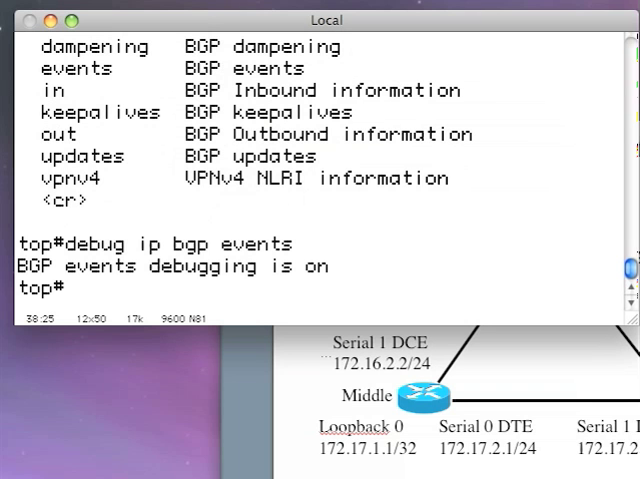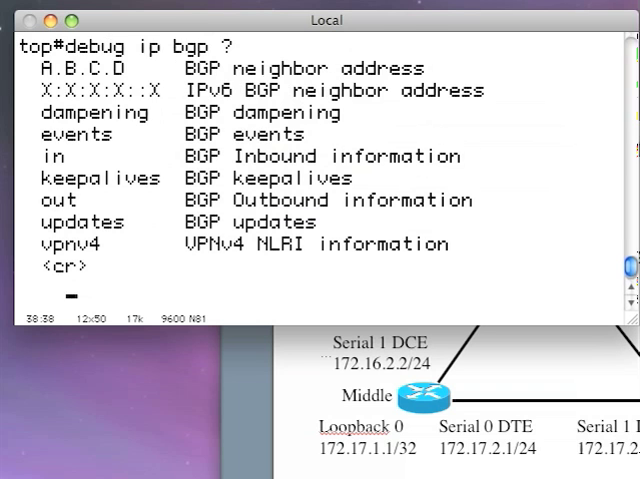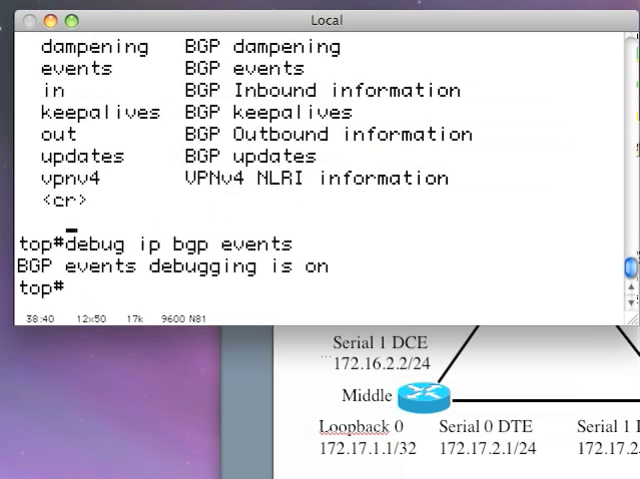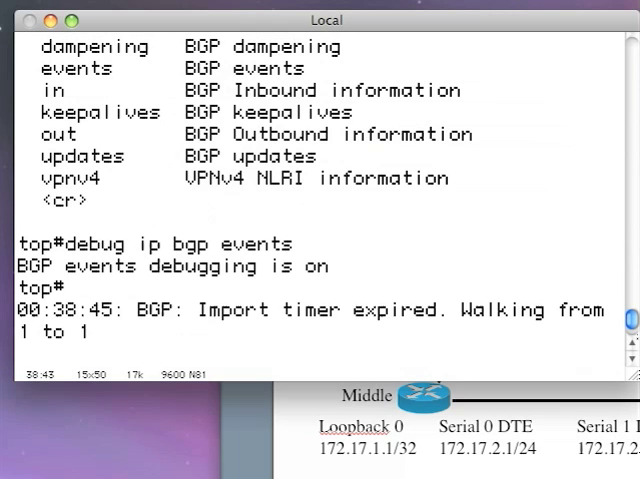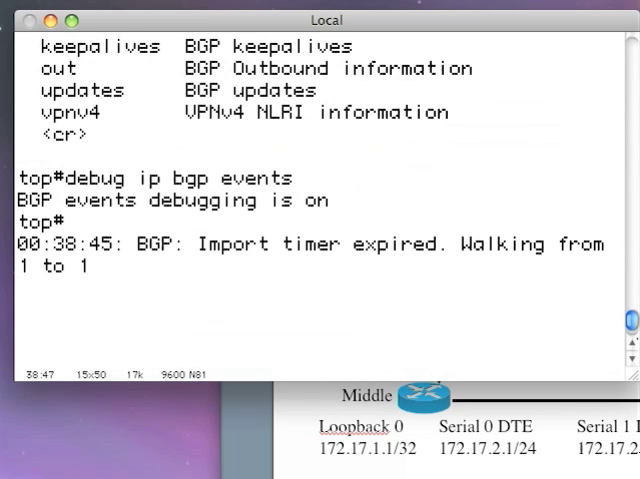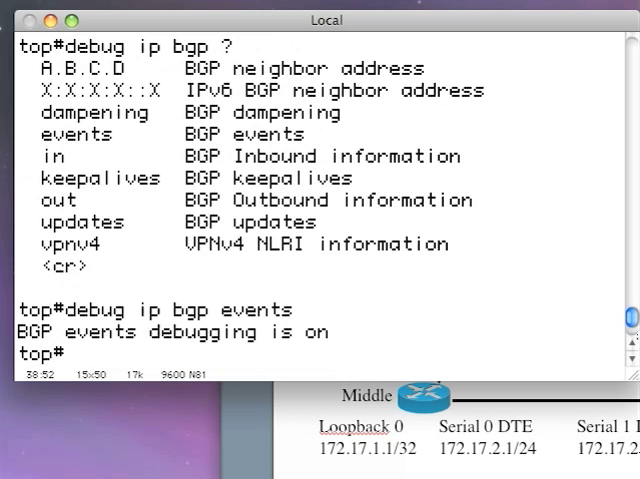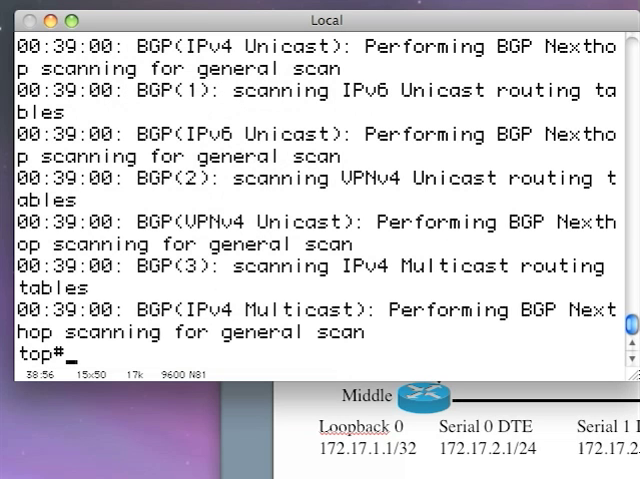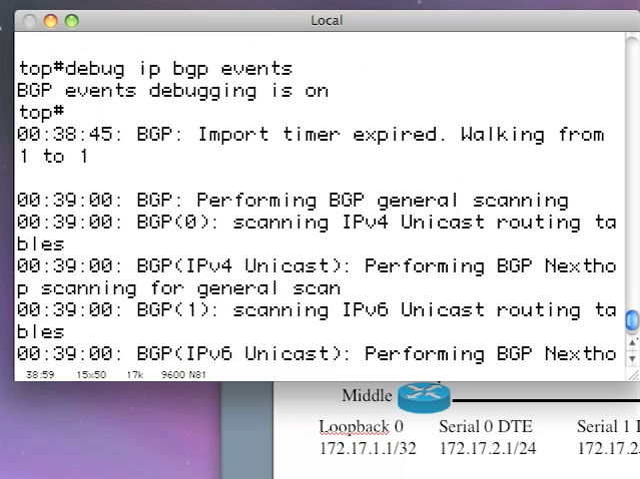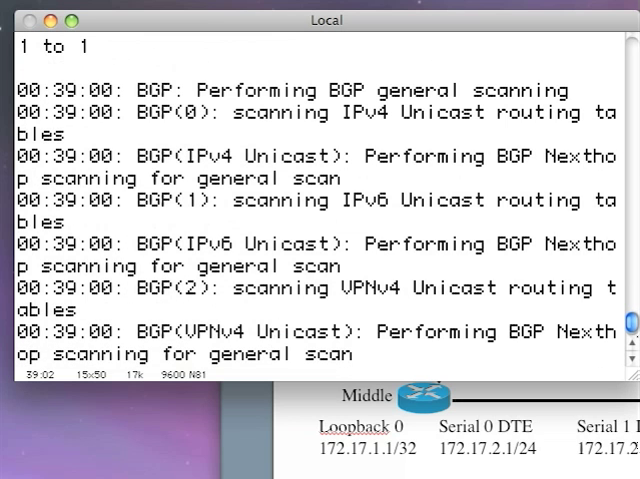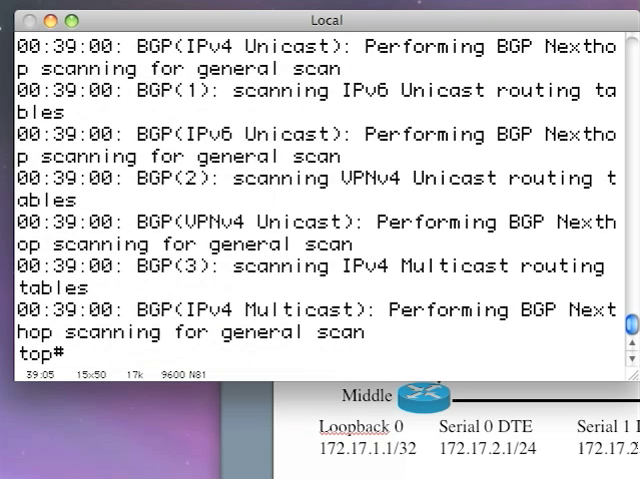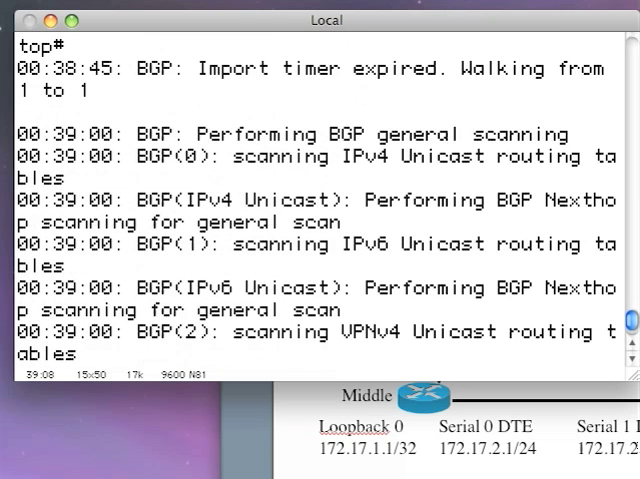And again, debugging is sort of risky in production. If you do a debug which can result in a large number of messages, it can lock up your router or cause your router CPU to go to 100%. And let's see, BGP import timer expired. That's something else, as long as we're here. Oh, let's see, we got some messages. BGP scanning. We're just scanning to see if we have any routes to send.